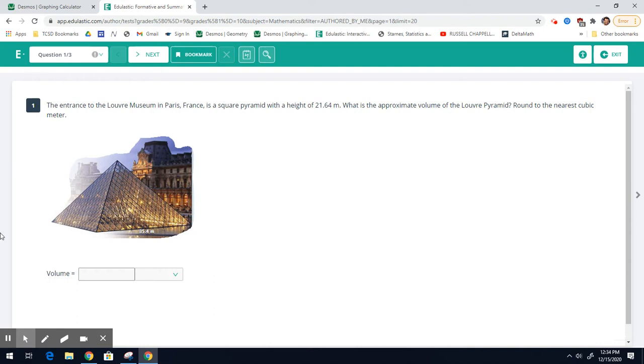So anyway, we need to find the volume of this square pyramid. Our volume formula for any pyramid is 1/3 the area of the base times the height. Now, this is a square pyramid, so the area of a square, which is our base, is base times height, or you can do side length squared. So notice that this capital B gets replaced with side length squared.